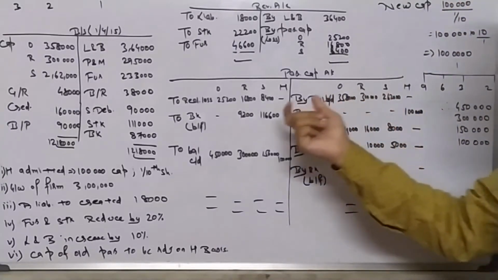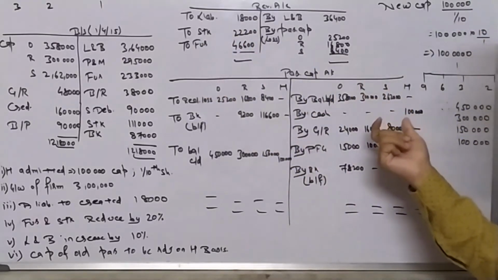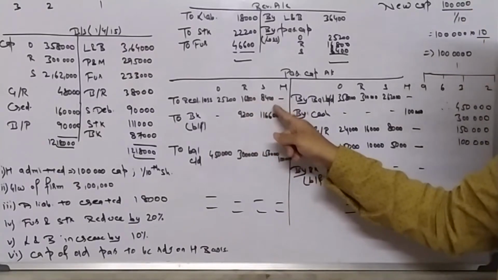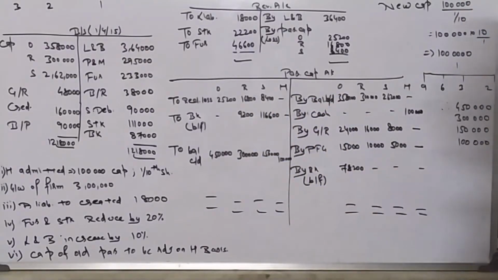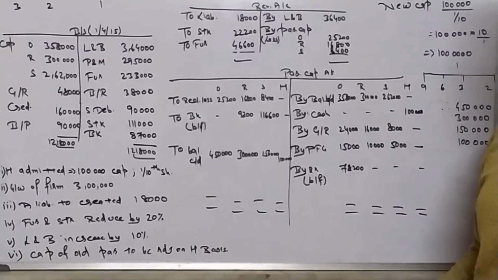Capital has a credit balance, so I have written the loss on the debit side. If it would have been a profit, I would have put it on the other side. So my loss is there: 25,200, 16,800, 8,400. Now I have done revaluation, and I have done goodwill treatment using the PSR gaining sacrificing ratio.